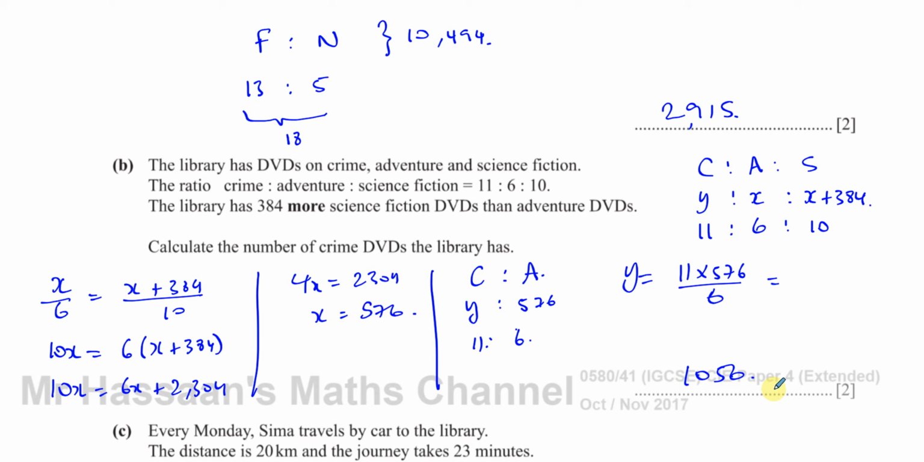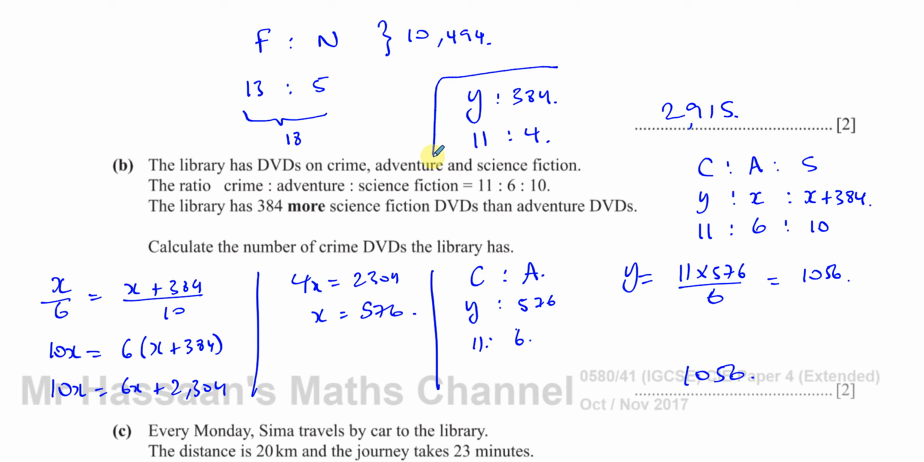We could have done it in another way, maybe. Let's think of a quicker way of doing it. I'm just thinking now that the difference between these two is 4 parts, and that means 4 parts is 384. So we could have actually done it like this. Let's have a look, is that right? The difference between those is 4 parts. So we could have said that y to 384 is the same as 11 to 4.